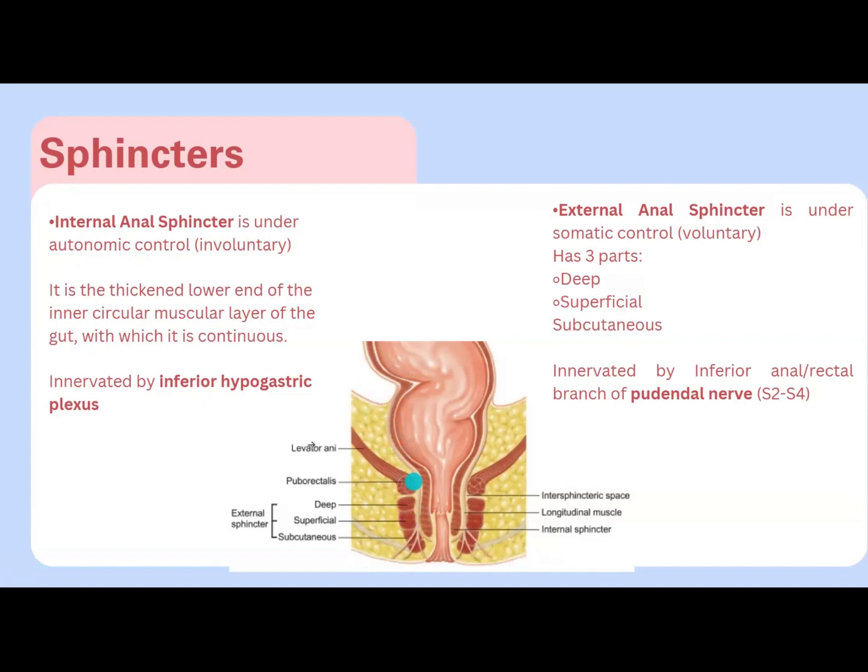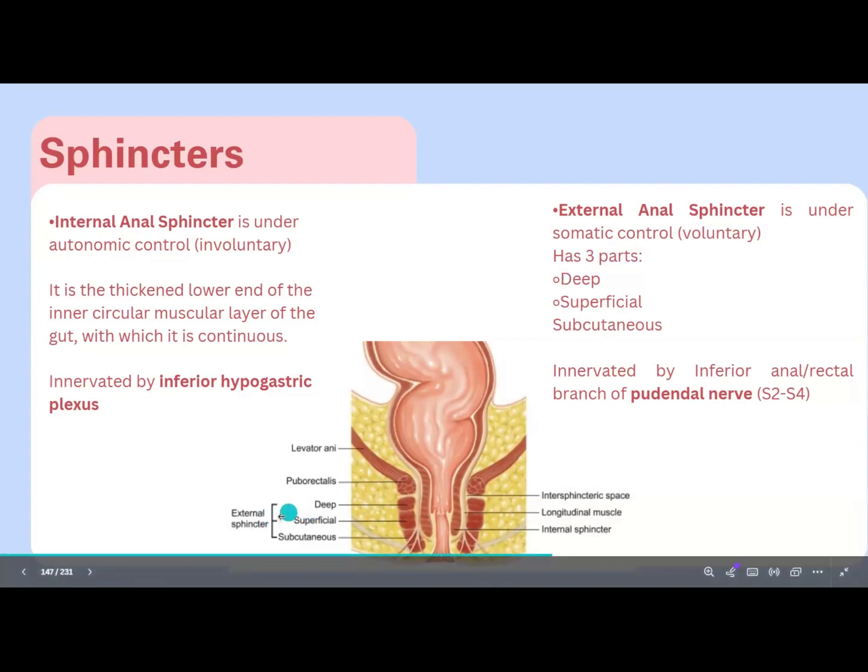And what nerve innervates it? The inferior hypogastric plexus. You need to know the nerve that innervates the internal and the external. It's really important, okay? So the internal is innervated by the inferior hypogastric plexus. Now the external, it's under somatic control, meaning I can control it, it's voluntary. And it has three parts.